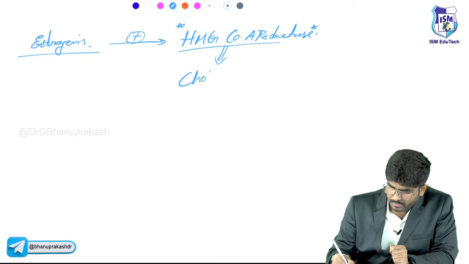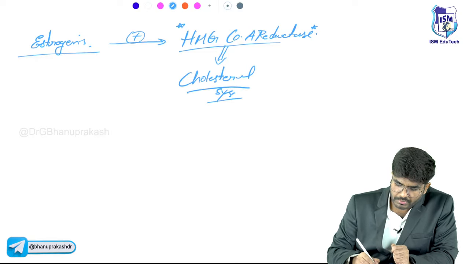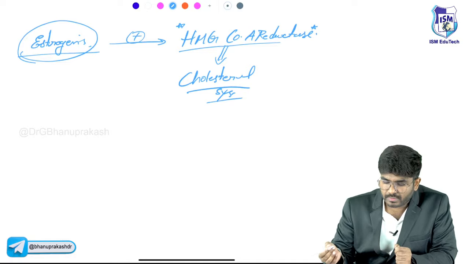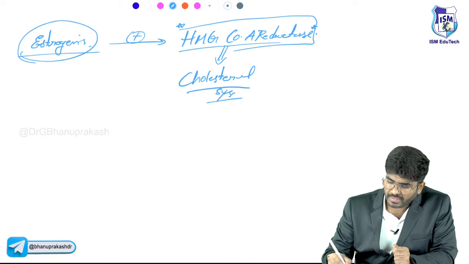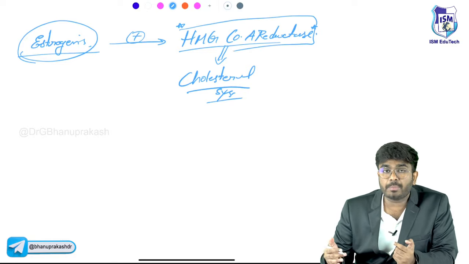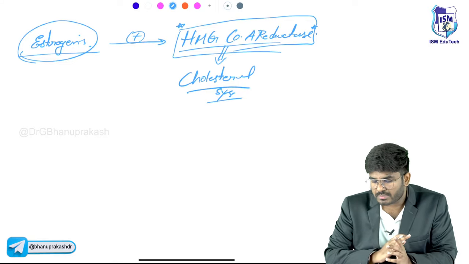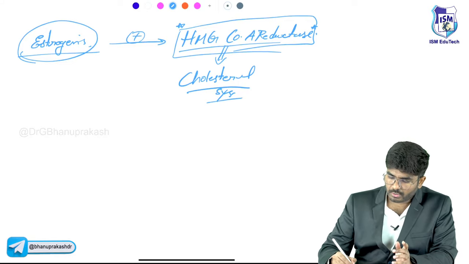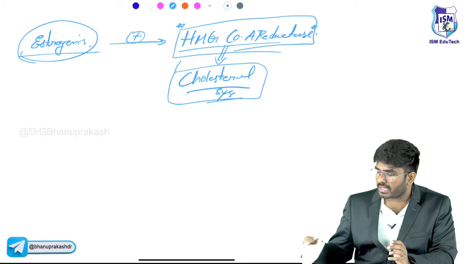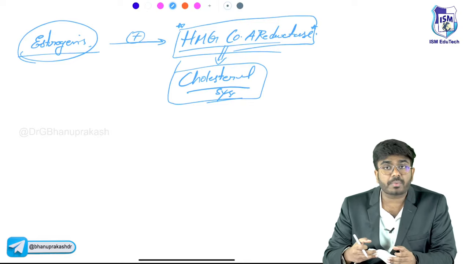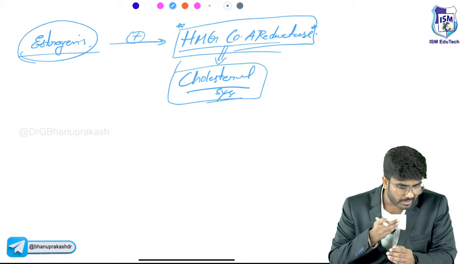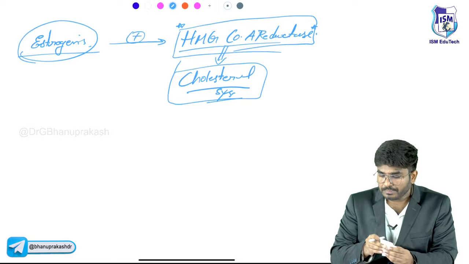So, usually in females, high levels of estrogens will be there. Any female who is having higher levels of estrogen, in hyperestrogenic states, this estrogen activates the enzyme called HMG-CoA reductase that favors cholesterol synthesis. So, if more cholesterol is there, there is more chance that this cholesterol can precipitate and form gallstones.